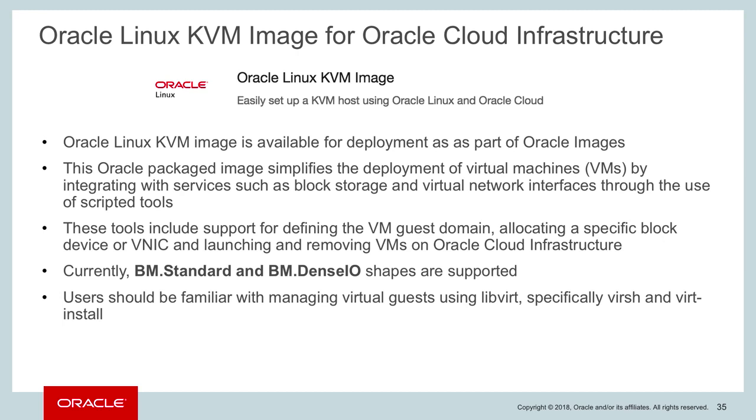As of today, we support bare metal standard and bare metal dense IO shapes as part of that deployment. So when you pick that image, you must select one of those 2 shapes in order to spin up that KVM image.